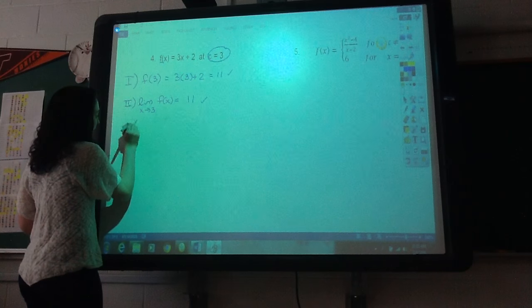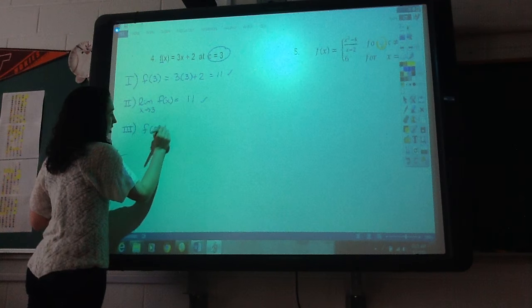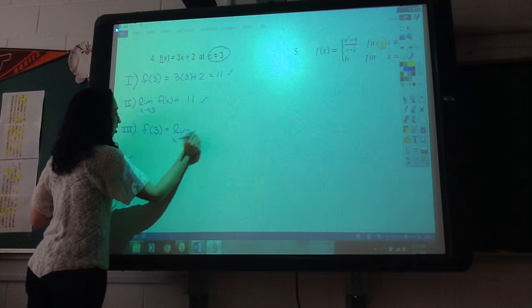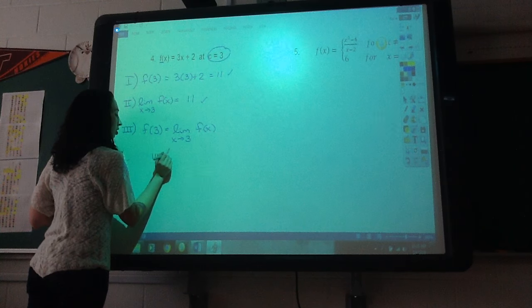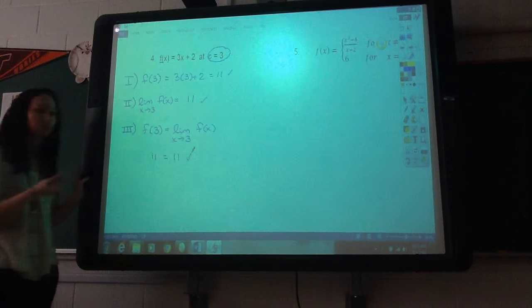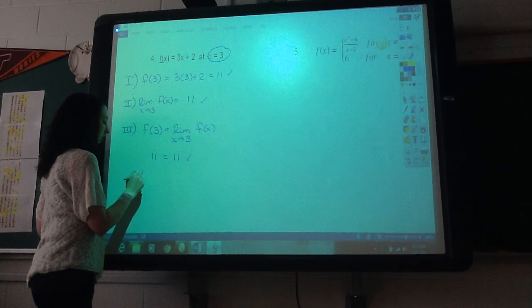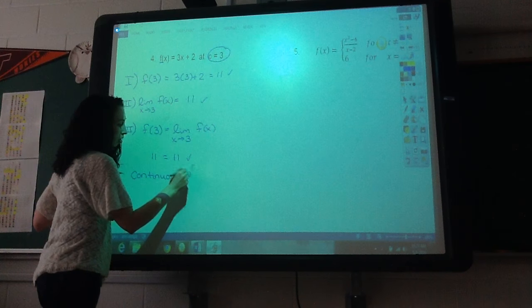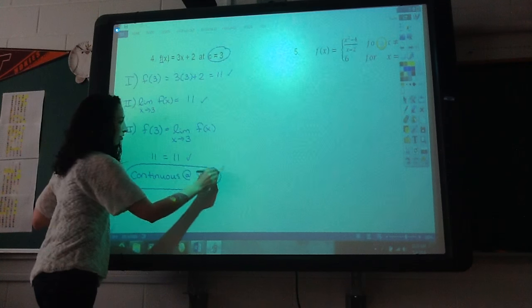Step 3, though, is where you compare step 1 and step 2. Is f of 3 equal to the limit as x approaches 3 of the function? Well, I have 11 and 11, they are equal, so yes, this is continuous. So you would have to write a statement at the bottom saying continuous at x equals 3. And that's your final answer.